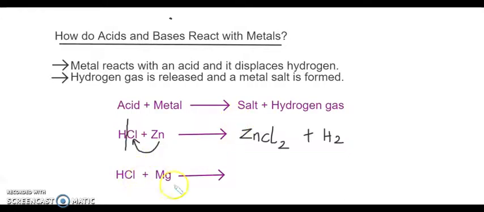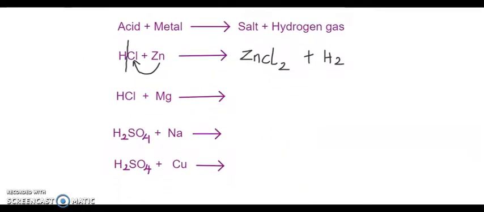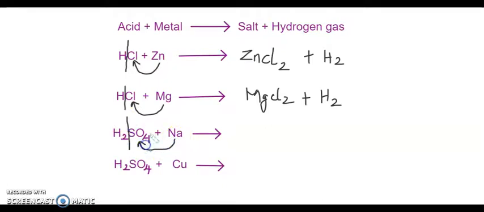In the same way, in the other reaction, magnesium reacts with hydrochloric acid. Here also the hydrogen is displaced by magnesium, and we get the salt magnesium chloride plus hydrogen. The same happens with sulfuric acid and sodium. Hydrogen will be displaced by sodium and the sulfate reacts with sodium, so you will get sodium sulfate.